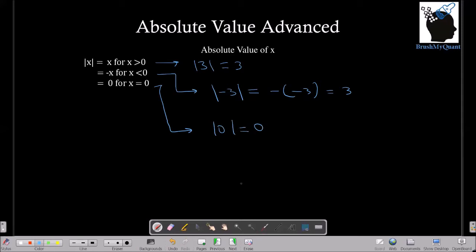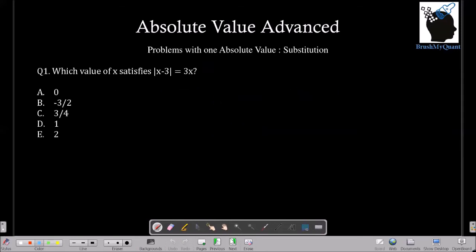With this, let's get started with problems with one absolute value. You can pause the video and give it a shot. Okay, so let's try it out. So which value of x satisfies mod of x minus 3 is equal to 3x, and a couple of options are given to us. We are going to solve this problem using three methods.